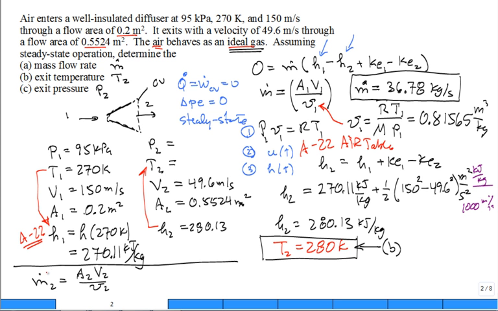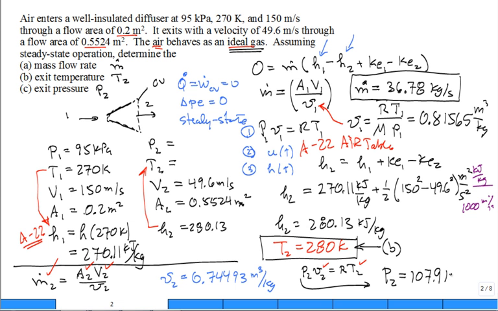I look at this equation. I know the m dot, I know the area, I know the speed. I can get the specific volume. So we calculate the specific volume at state 2, and we find that it's 0.74493 meters cubed per kilogram. Now that I know the specific volume, I use the same equation, PV is equal to RT. So P2 V2 is equal to R T2. I know T2, I know V2, and the only thing I need to solve for is P2, because it behaves as an ideal gas. We find that the final pressure is 107.9 kilopascal.